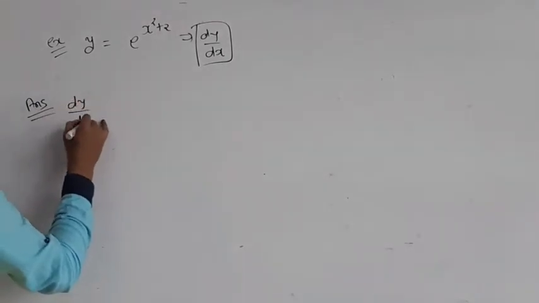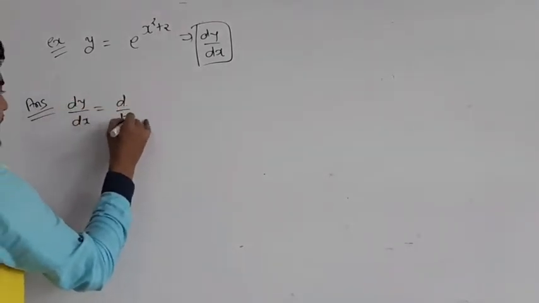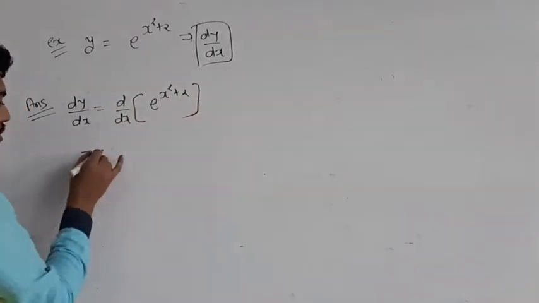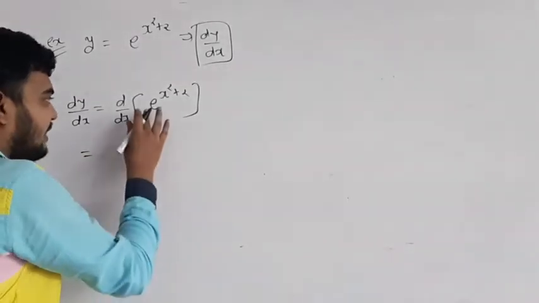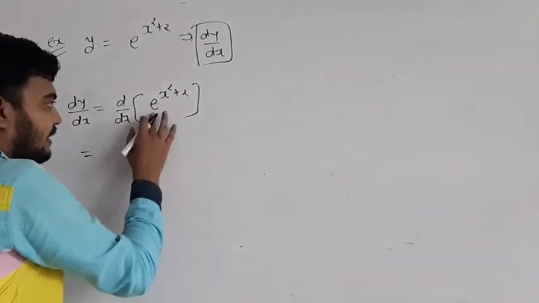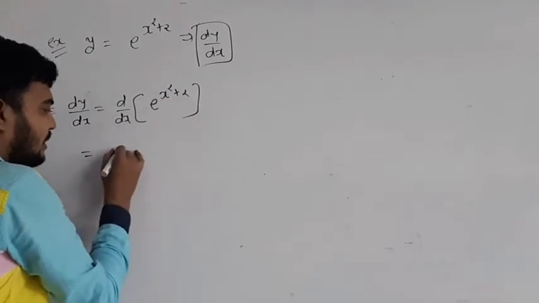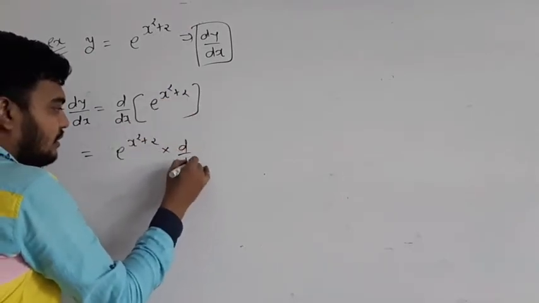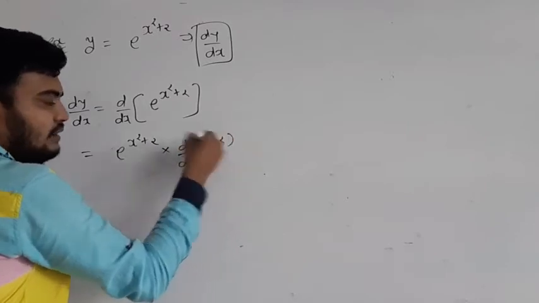So dy by dx is equal to d by dx of y. y is e raised to x square plus 2. So we know that the derivative of e raised to x is e raised to x. So the derivative of e raised to x square plus 2 is e raised to x square plus 2 as it is, but the derivative of x square plus 2 remains.